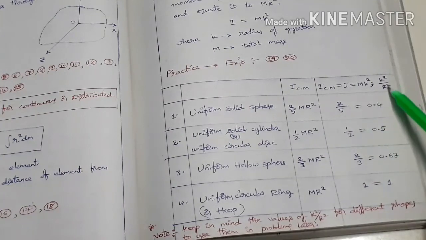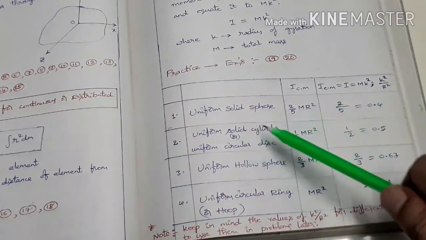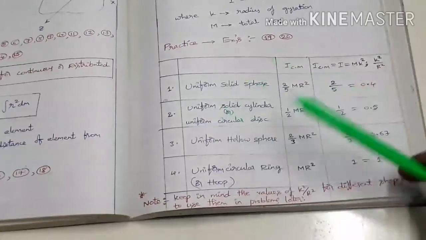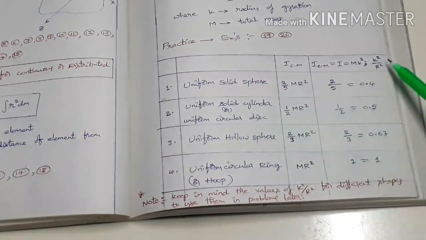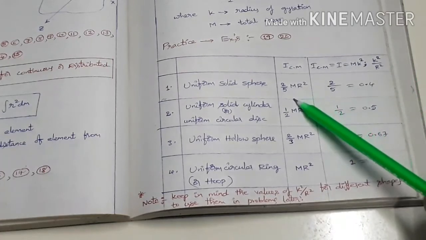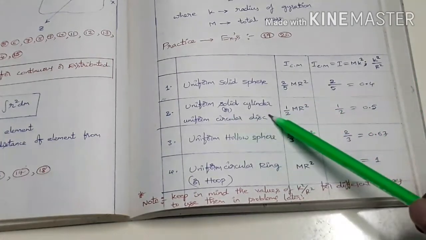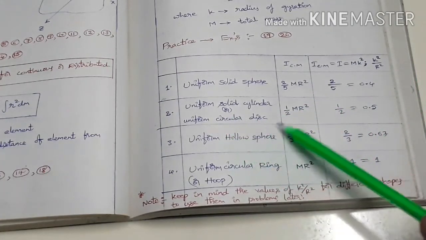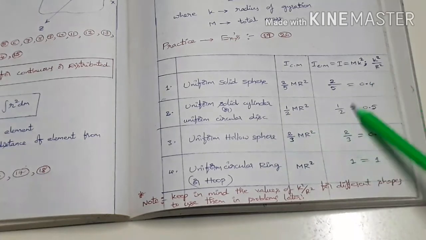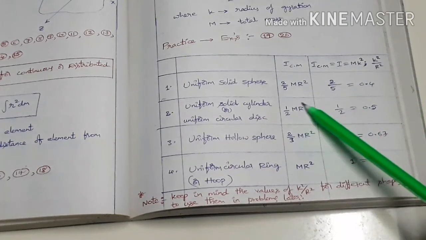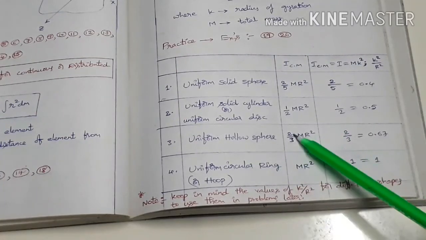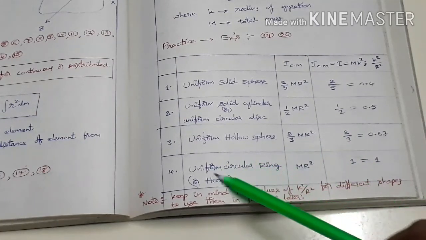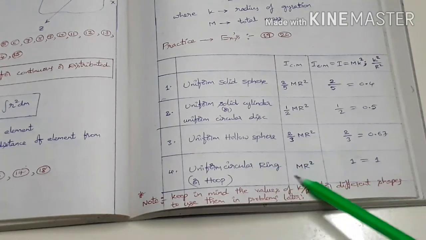So here the k square by r square values are important. For these standard cases, you have to keep them in mind for problem solving. Uniform solid sphere, k square by r square equals 2 by 5. For a uniform solid cylinder or uniform circular disc, k square by r square equals half. See, what is there before mr square? That value. For a uniform hollow sphere, 2 by 3. For a uniform circular ring, it is mr square, so 1.